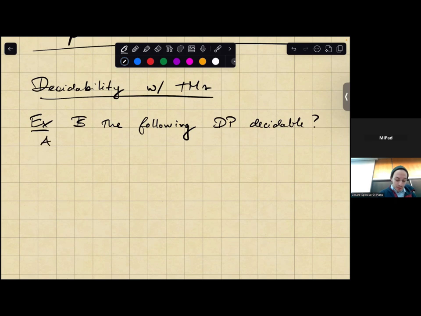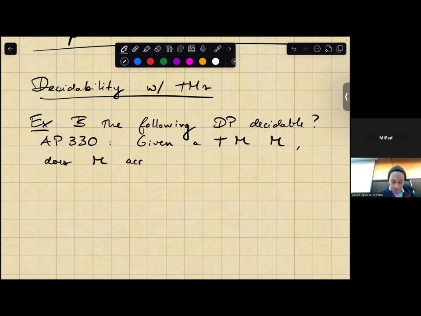And the decision problem here is going to be called AP-330. AP-330 asks, given a Turing machine M, like a sort of infinite tape Turing machine, the one we've seen in class, deterministic and so on, does M accept any string within 330 steps, hence AP-330, right?